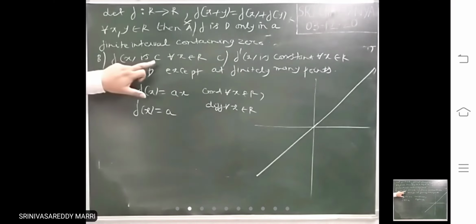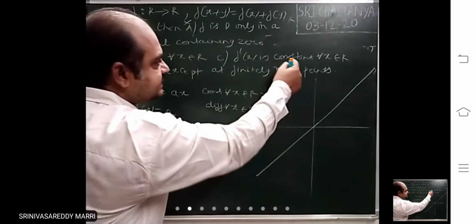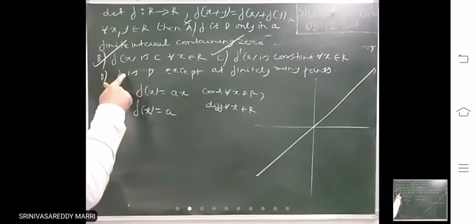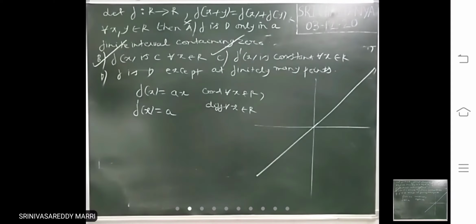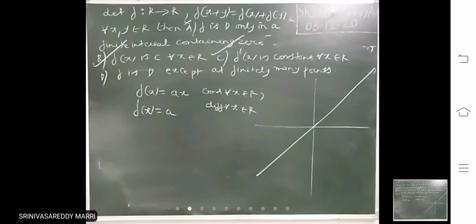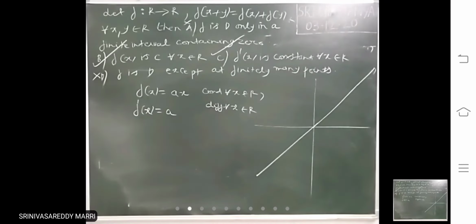F of x is continuous for all x belongs to R. This is correct. F dash x is constant. F dash x is what? A, constant. Next, f is differentiable except at finitely many points. That means at some points it will not be differentiable, but it is differentiable everywhere. So this is wrong. So those are the correct answers.